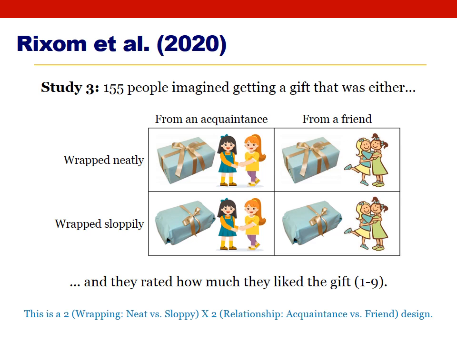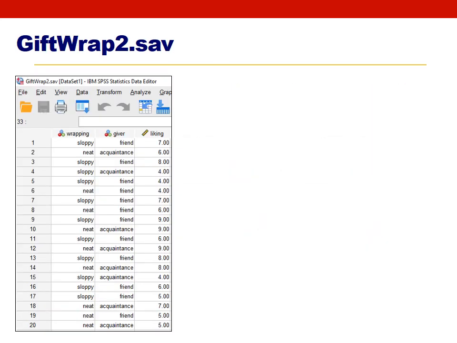As in the previous study, each participant rated on a scale from 1 to 9 how much they liked the gift. The data from this study are in the data file giftwrap2.sav, and again, we know 3 things about each of these participants. How was the gift wrapped, sloppy or neat? Who gave it to them, a friend or an acquaintance? And how much did they like it on a scale from 1 to 9?